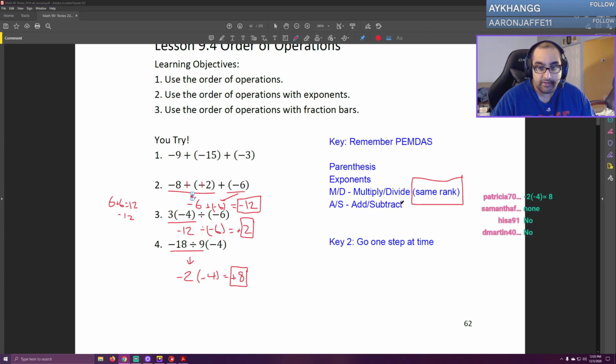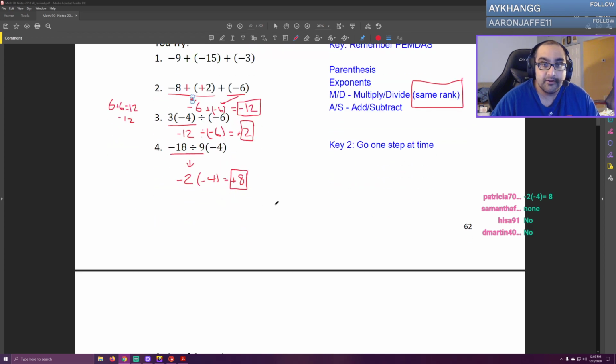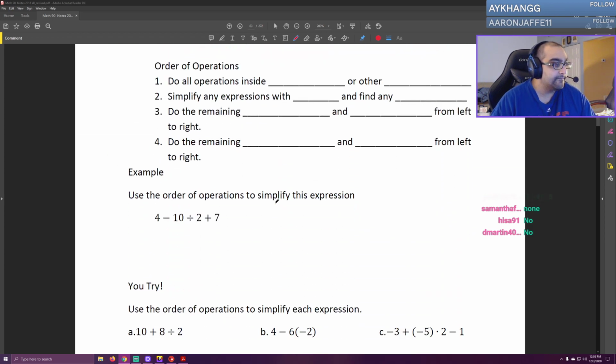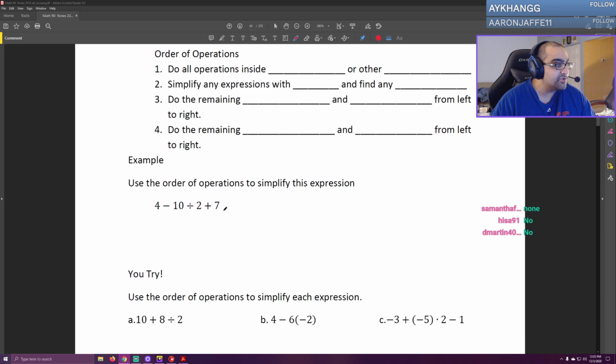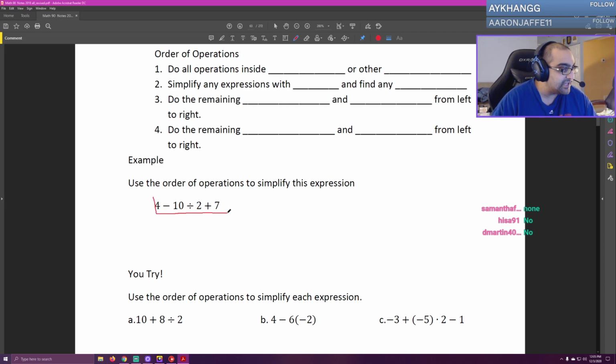Okay. Now we're going to do one more example here, so you guys help guide me through this problem, okay? The next example, and we'll finish off the rest of this for next time, but this is the last example I want to do here, is this one: 4 minus 10 divided by 2 plus 7.